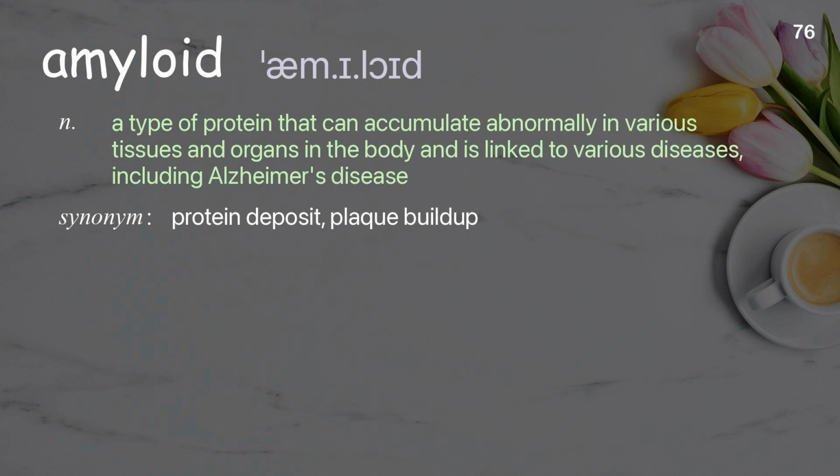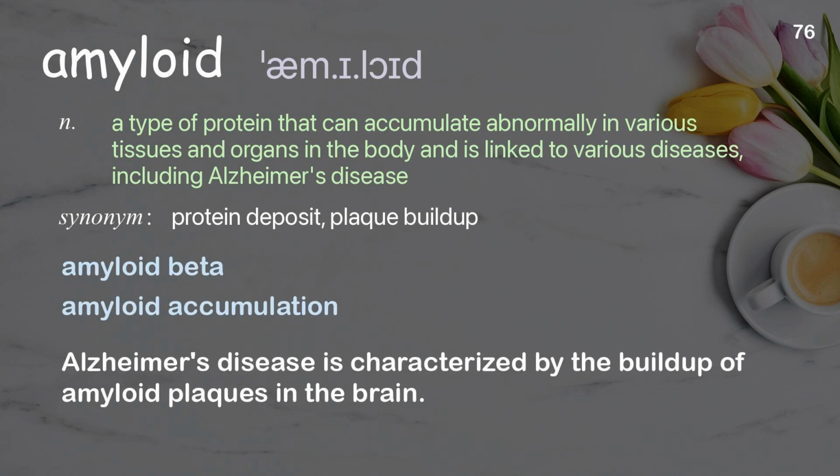Amyloid. A type of protein that can accumulate abnormally in various tissues and organs in the body and is linked to various diseases, including Alzheimer's disease. Examples: amyloid beta. Amyloid accumulation. Alzheimer's disease is characterized by the buildup of amyloid plaques in the brain.